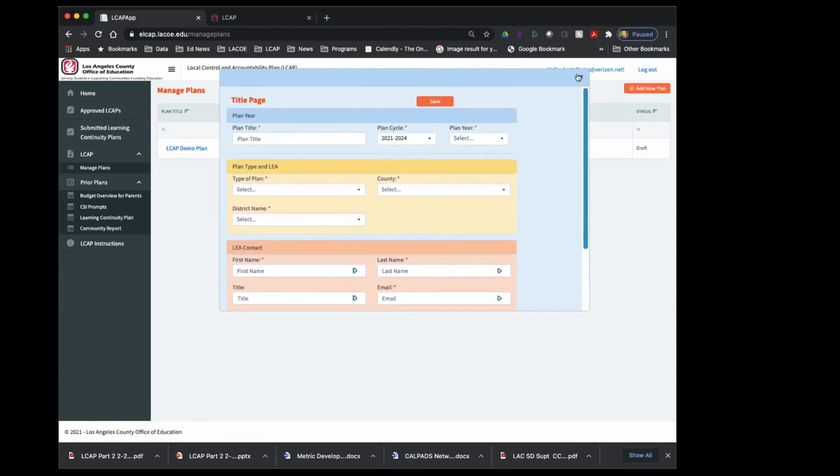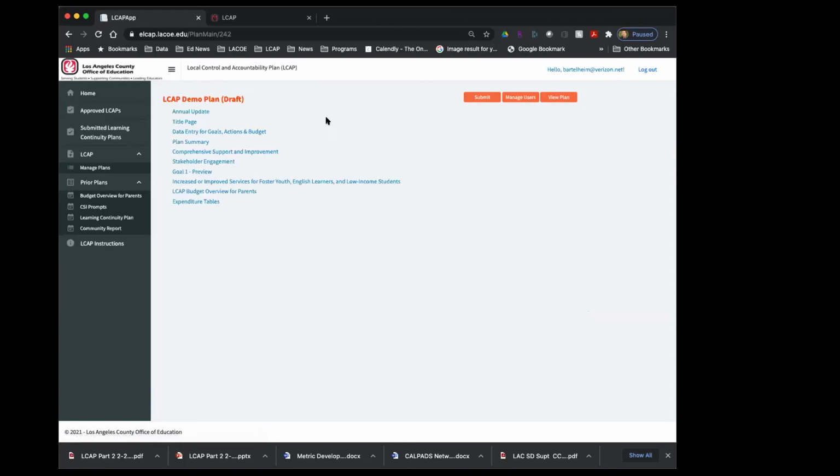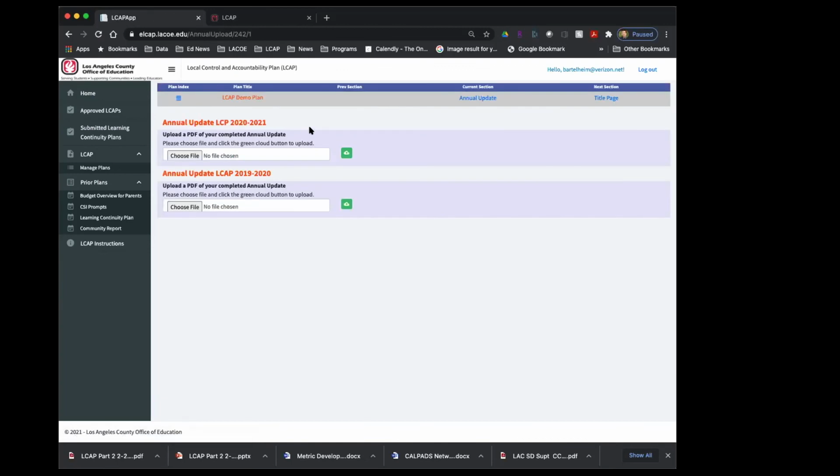So I'm going to go back and I'm just going to show you a sample of once you're in a plan. After you create the plan, the first thing it'll do is take you right to this page. This is our plan index page, and this is where everything starts from. And the annual update this year, if you're a prior ELCAP user, and really anybody, is going to be a process of uploading a PDF to the system from an outside source.